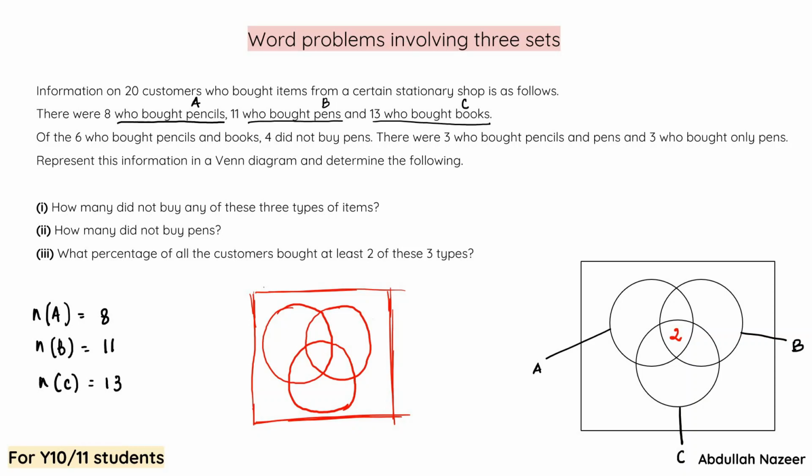As usual, let's start with the middle region. We know that this is the set of people who bought pencils. This is the set of people who bought pens. And this is the set of people who bought books. So the region that is overlapped by all 3 of them should be the region that belongs to the people who bought all 3 of them: pencils, pens, and books. So let's write that down.